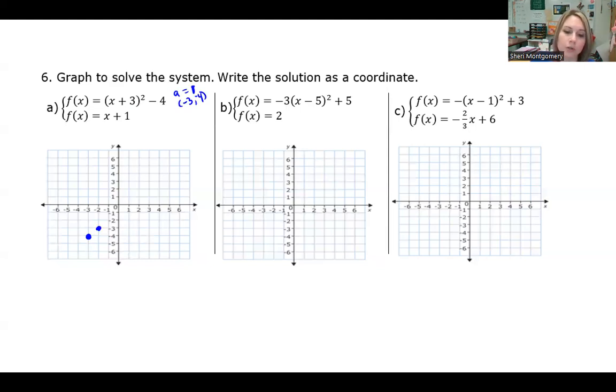When I go over 2, 2 squared is 4. So I go up 4. When I go over 3, 3 squared is 9. So I would go up 9. I'll use symmetry to sketch this on there. I got all my points. I'm going to work really hard to try and make this curvy.